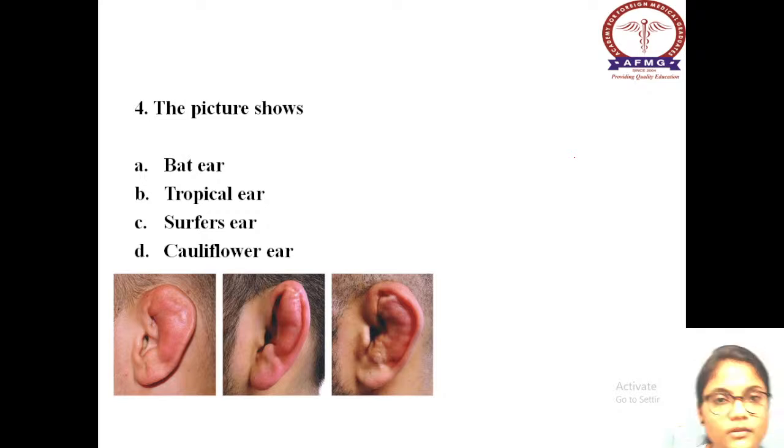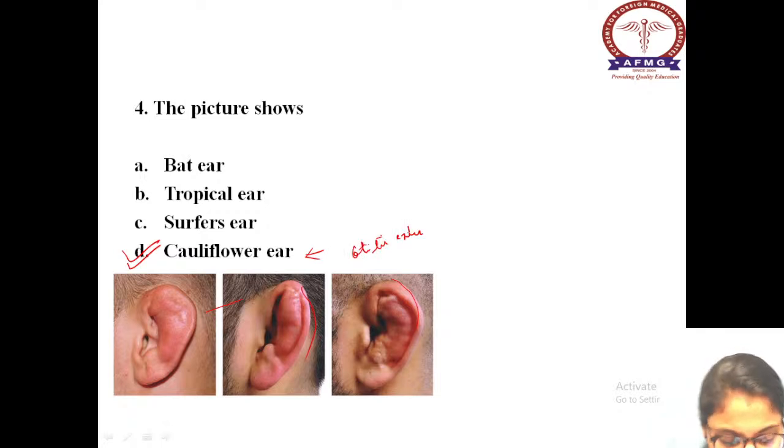So what is the answer over here? The answer here is D, cauliflower ear. This shows the representation of the ear that is seen in a cauliflower ear. This is an abnormality or a pathological condition. It happens in otitis externa. Option D is the right answer, which is the possibility of otitis externa.